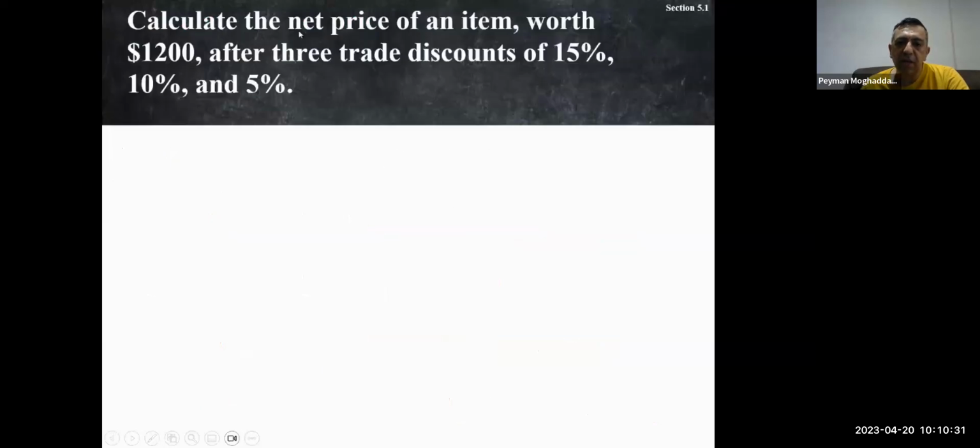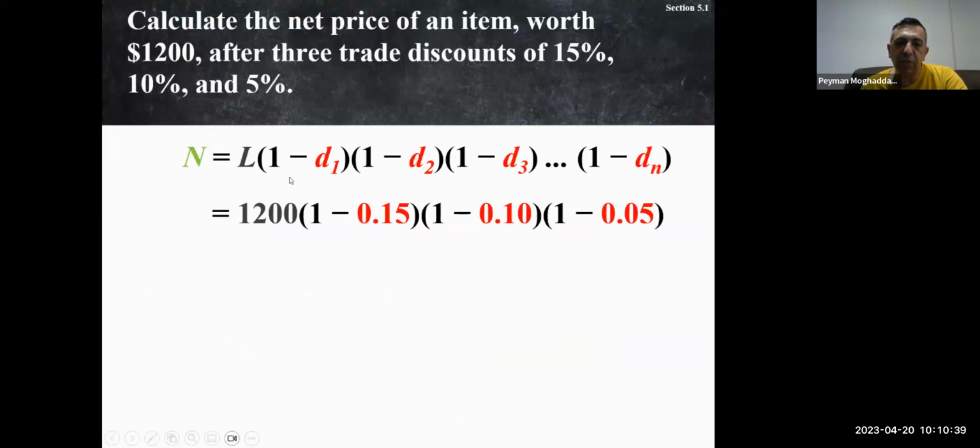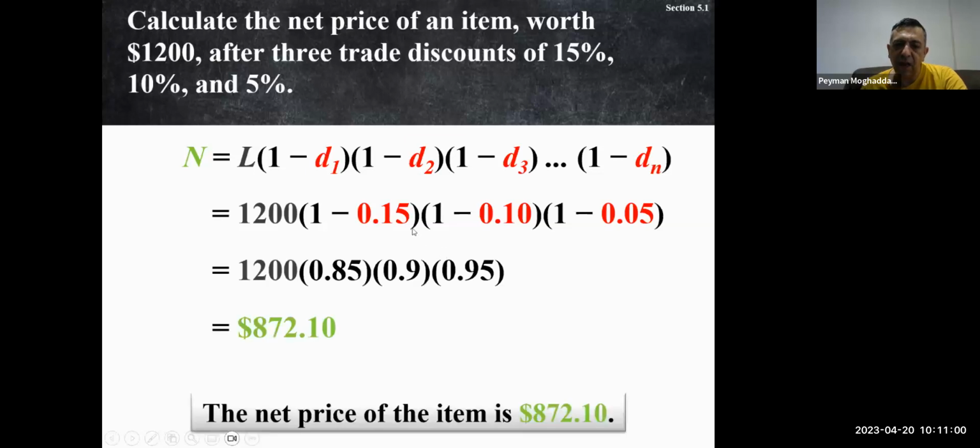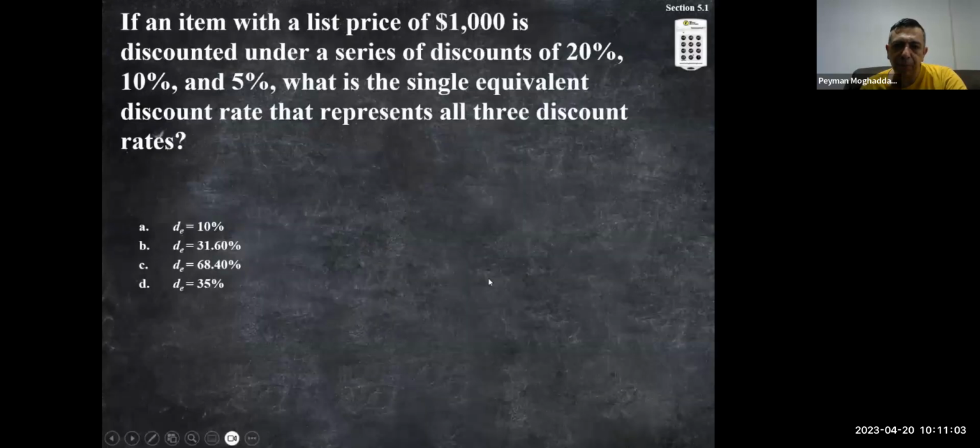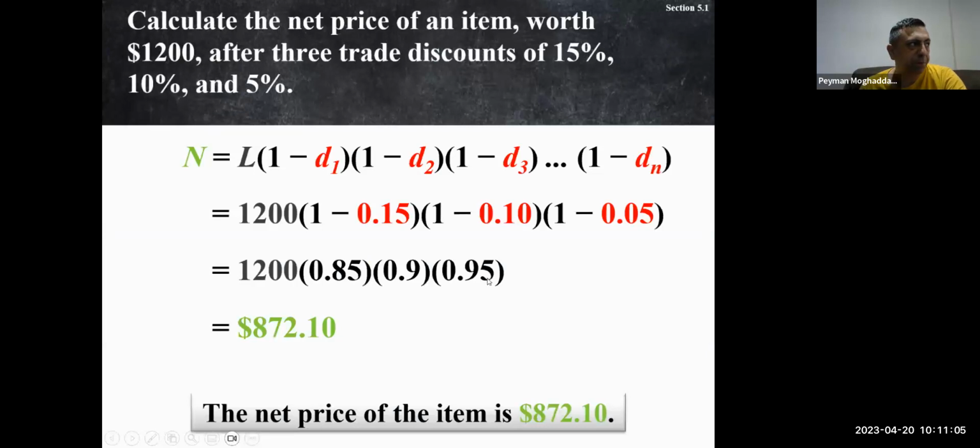All right, calculate the net price of an item worth $1,200 after three trade discounts of 15%, 10%, and 5%. The equation is very simple. Net price is going to be $1,200 times 1 minus D1, which is 0.15, or 15%, right? Times 1 minus D2, which is 0.10, or 10%, and 1 minus D3, which is 1 minus 0.05, equivalent to 5%, okay? Then you calculate that, and you find the net price. Any questions so far, guys? All right.